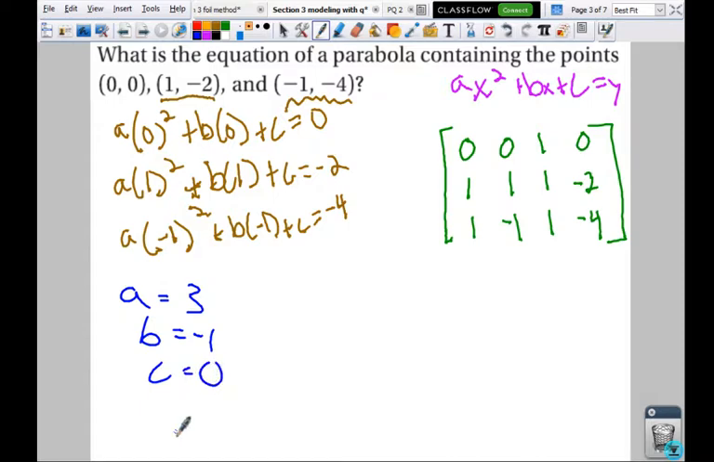What the heck? I'm so upset. We are almost done. We've done most of the work. We just need to write our actual answer. And I'm going to replace it in there. So 3x squared plus -1x, or you could say minus 1x, that's fine. Plus 0 equals 5. Does that look right? Watch.